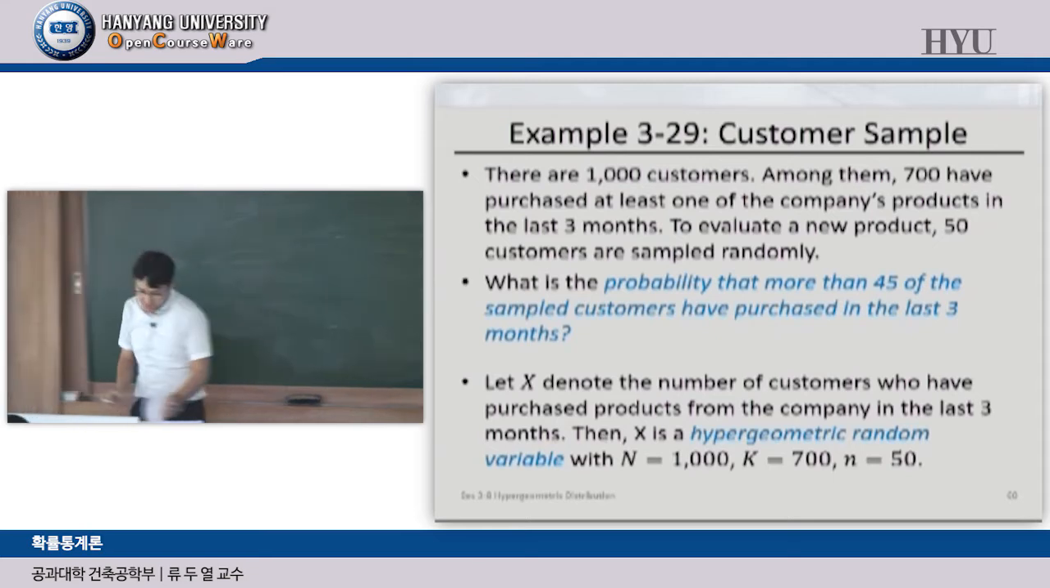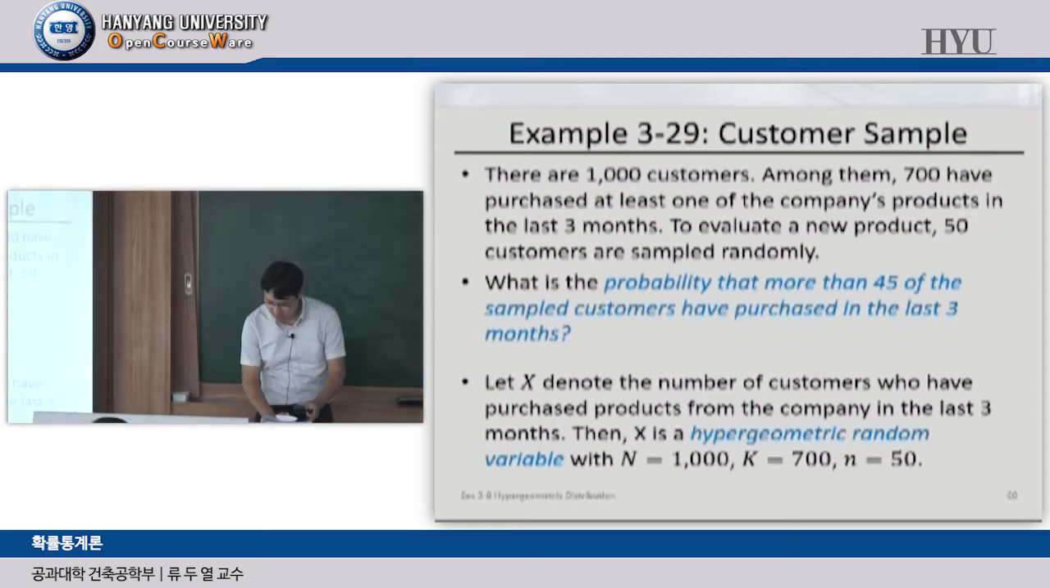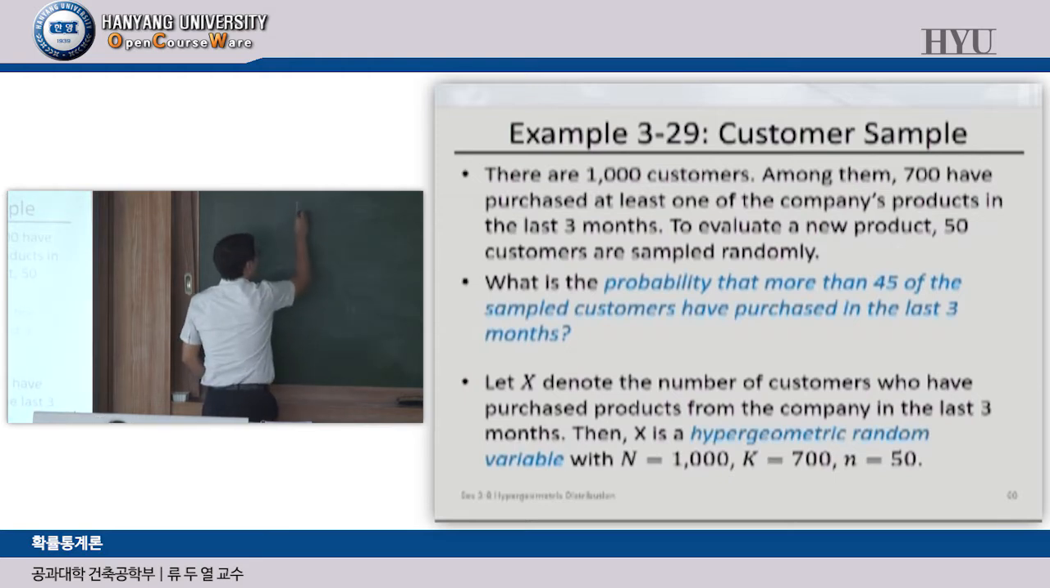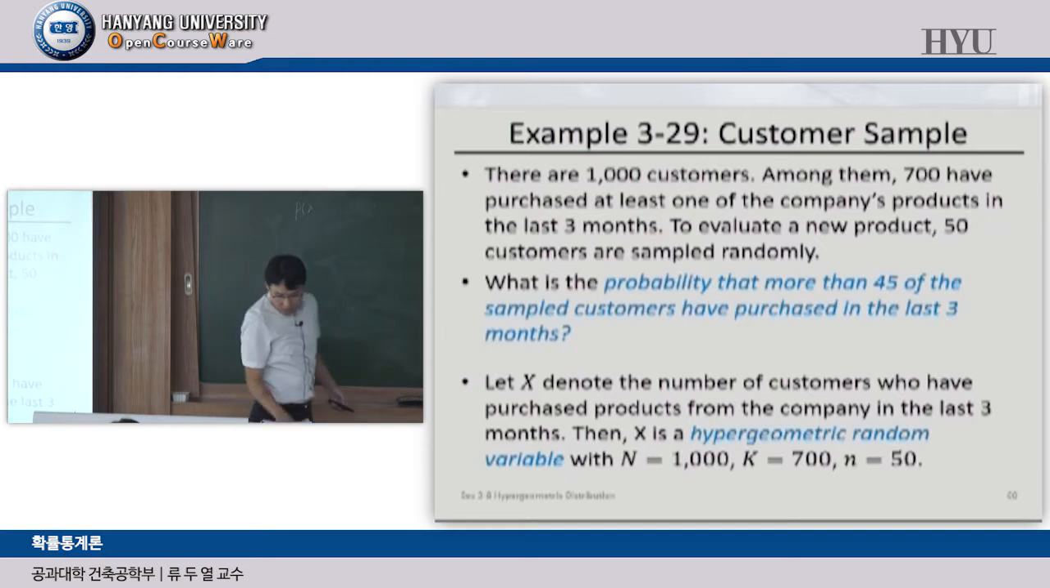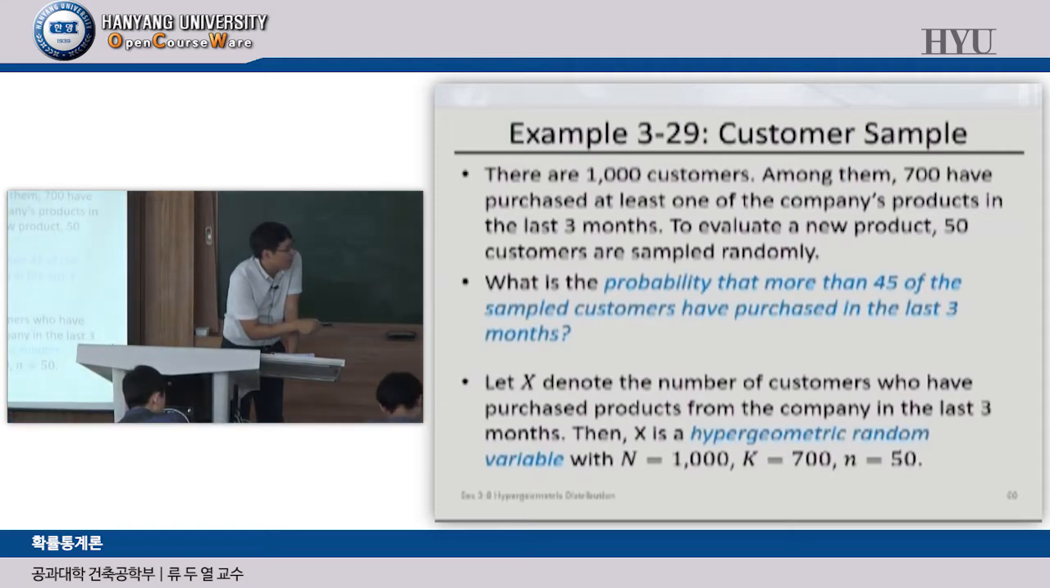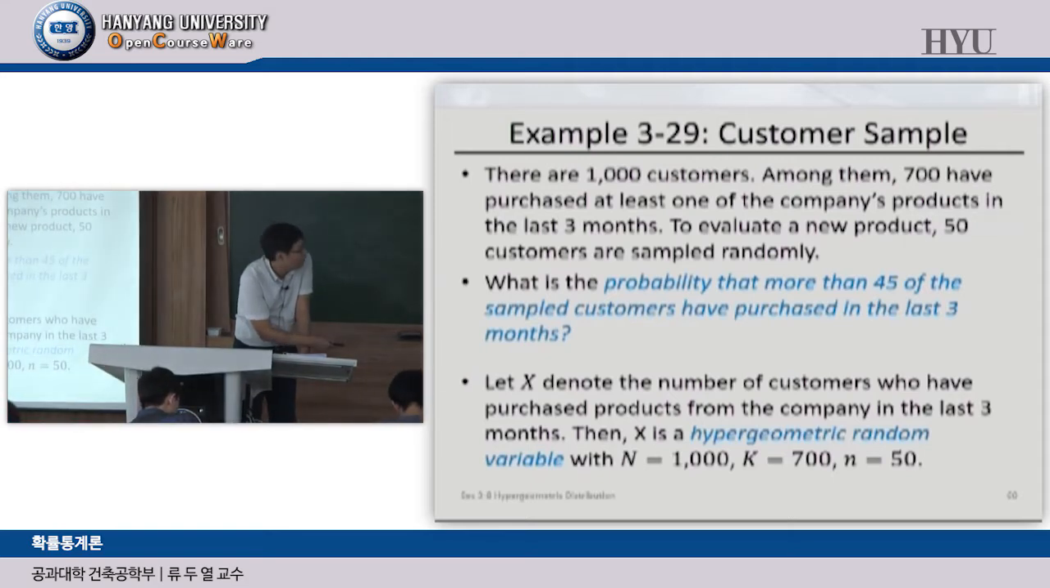So in this case, we have to calculate the probability of X when X is larger than 45, right? That is the example, because we have to find the probability that more than 45 of the sampled customers have purchased.